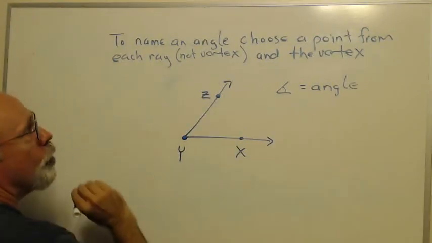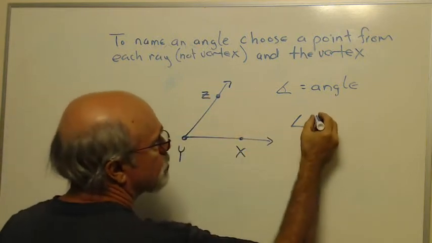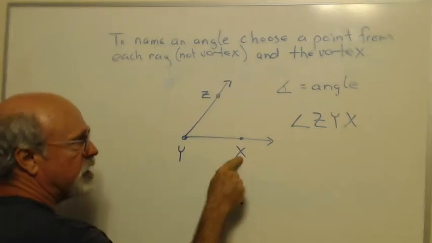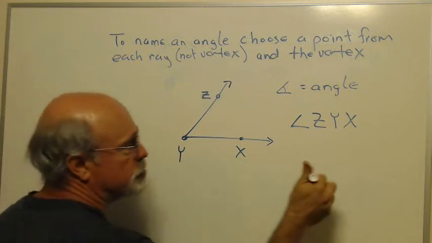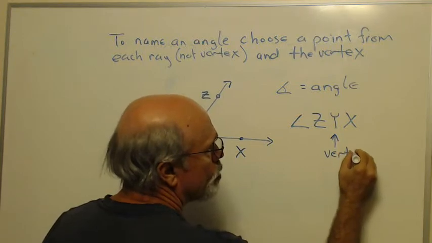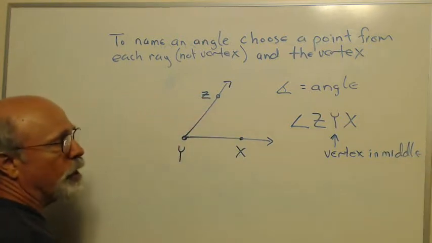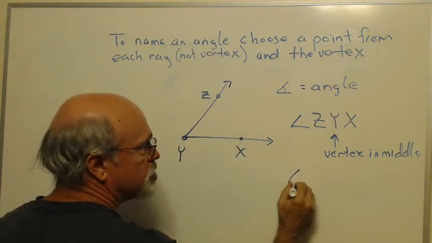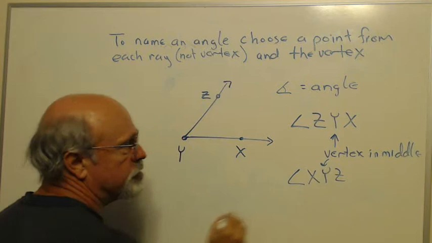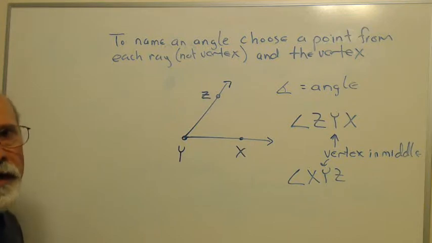Okay, so when we name this angle, we will either call it angle ZYX. Notice the Z came from one ray, the X came from the other ray, and the vertex was used. And when you do this, the vertex must always be in the middle. Now, the other way to name this is just to reverse the order. We could say angle XYZ. Again, though, notice the vertex is in the middle. That's probably the best way to name an angle and the safest way to name an angle.